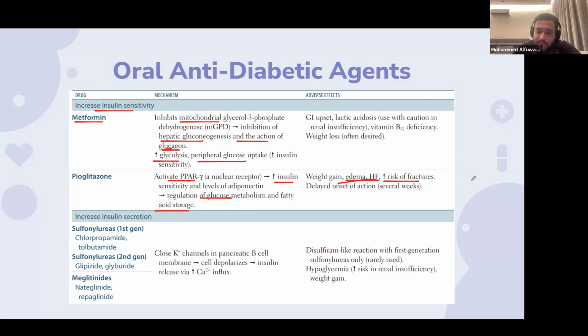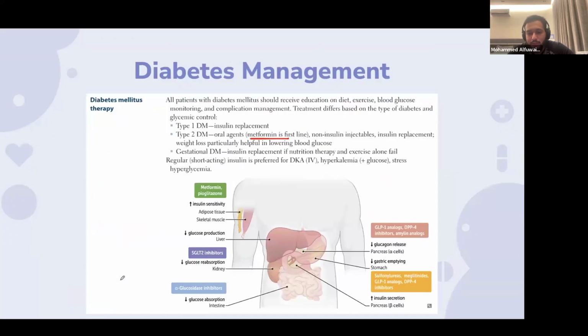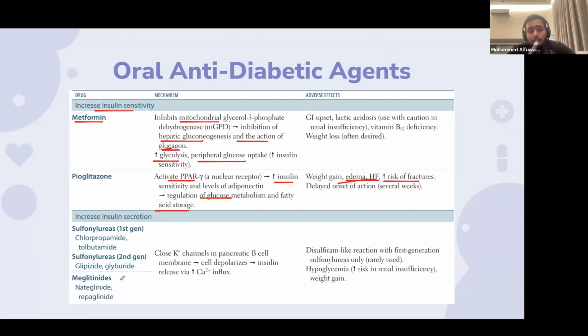Now, the next class is secretagogues, okay? These will increase the insulin secretion from the beta cells. Now, you have sulfonylureas and meglitinides, okay? These drugs, what will they do? They will close the potassium channels that we spoke about a while ago. I'm not going to go all the way back. But anyways, it closes the potassium channel, which will cause depolarization, which will cause increased calcium influx, and this will cause insulin to be secreted. That's it, okay?